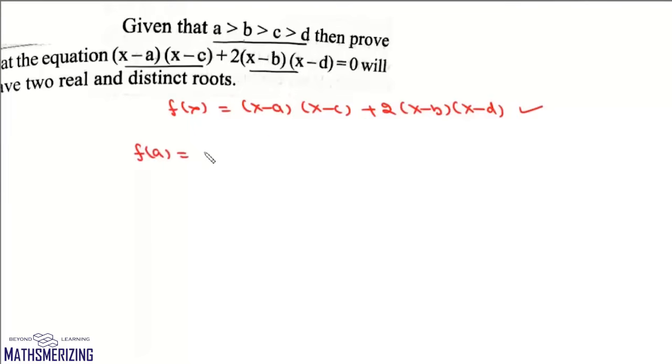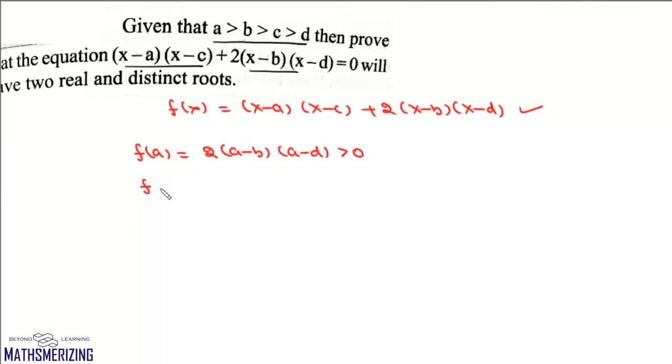Now what we'll do is, we'll assume a function f(x), which is (x minus a)(x minus c) plus 2(x minus b)(x minus d). Now since it is a polynomial function, it is a continuous function. Now if we find f(a), a minus a is 0, so it will be 2(a minus b)(a minus d). Now since a is greater than b and a is greater than d, f(a) is greater than 0.